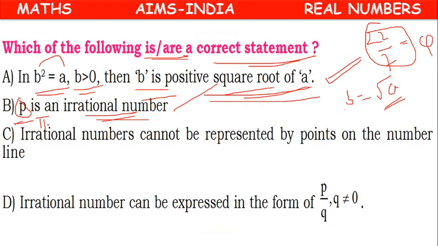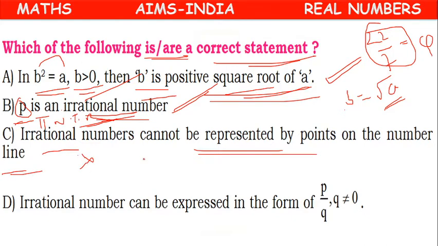But pi is a non-terminating, non-repeating decimal. It's an irrational number. B statement also true. Irrational numbers cannot be represented by points on the number line.